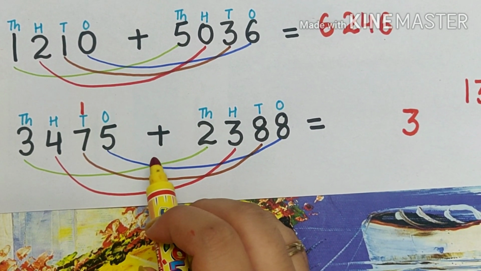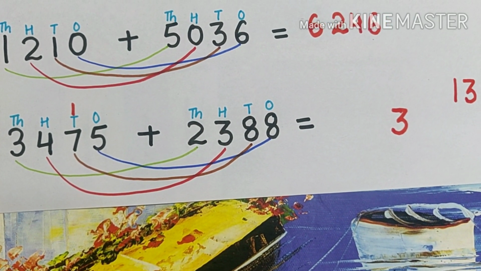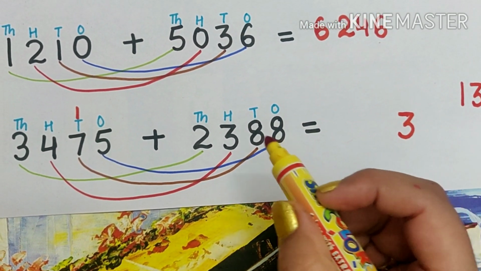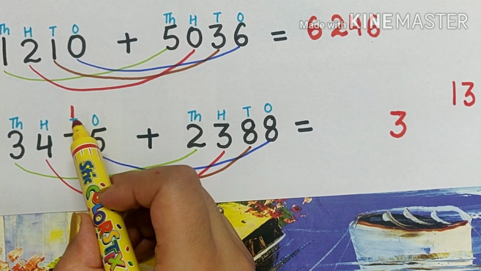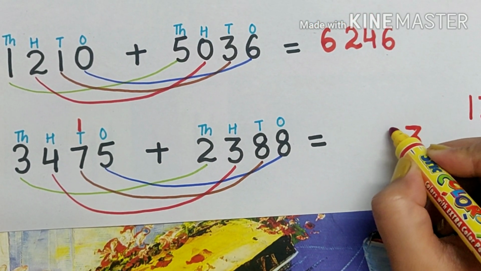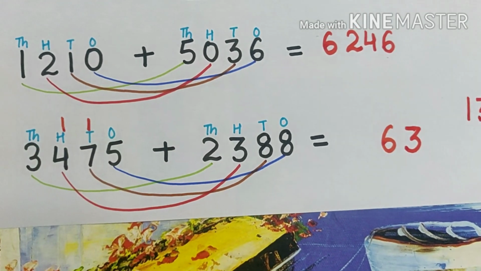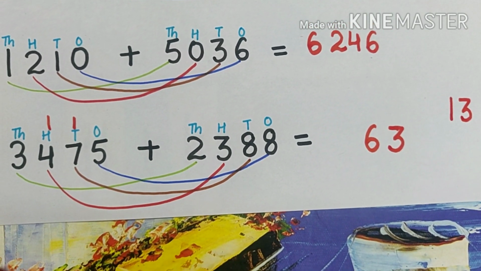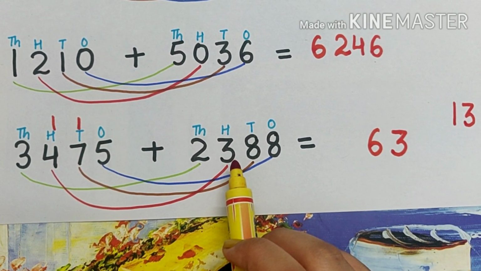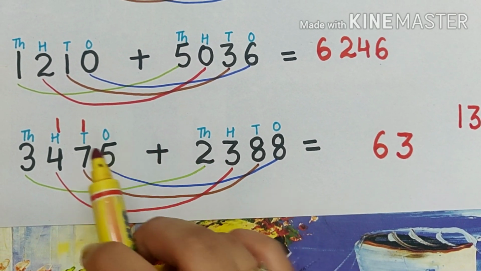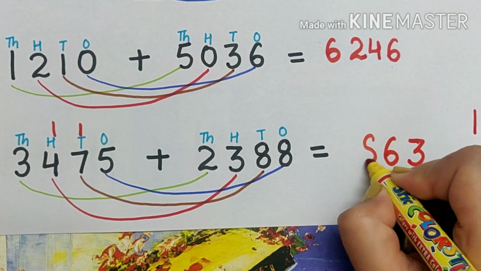Then come to tens place. 7 plus 8 equals to 15. Now 15 plus 1 is equal to 16. Now you will write 6 here and 1 will go to hundreds place. Now 4 plus 3 is equal to 7. 7 plus 1 is equal to 8.